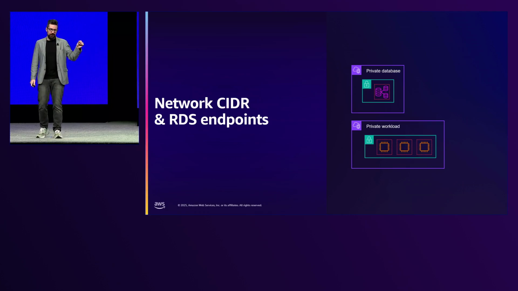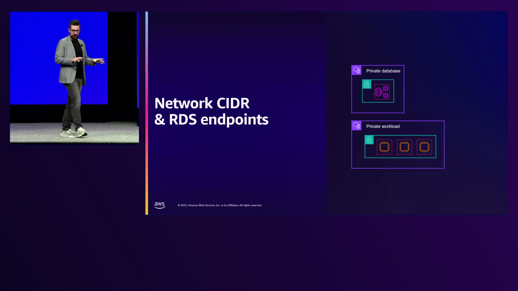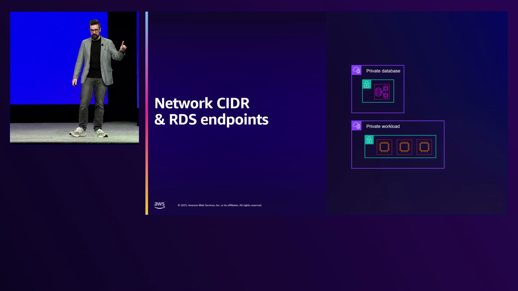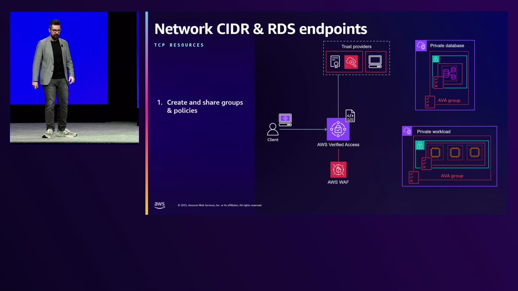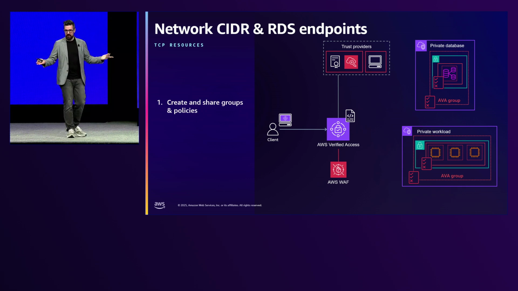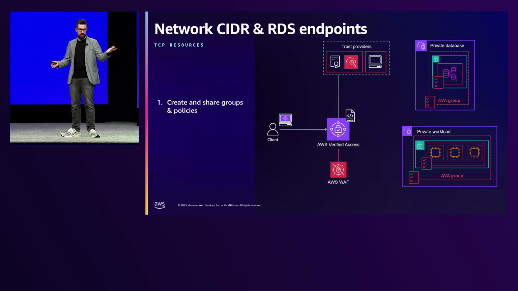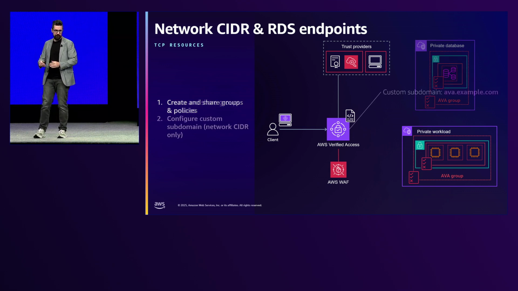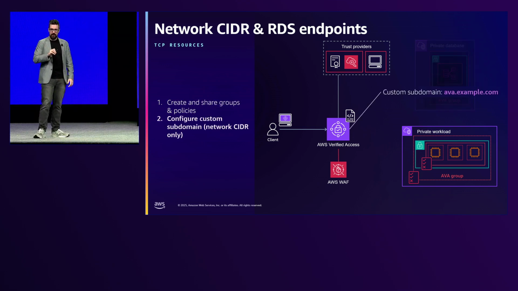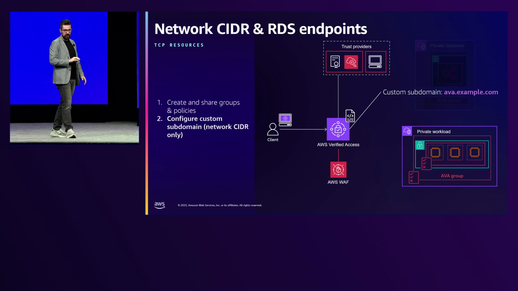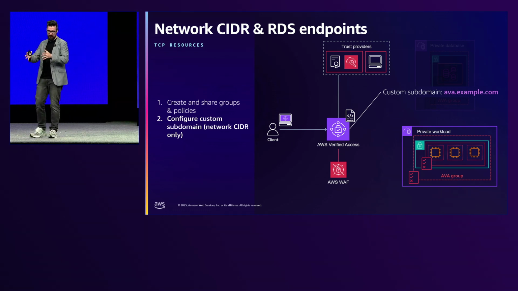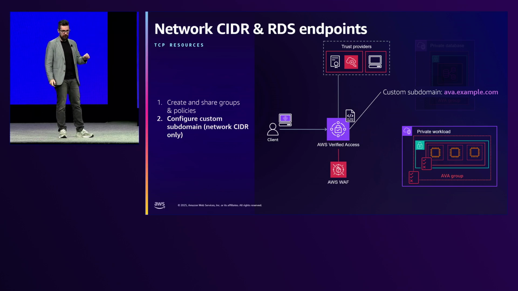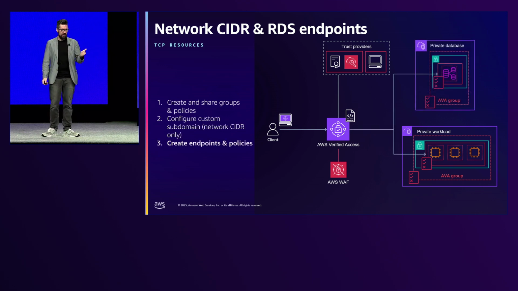Now, let's talk about network CIDR and RDS endpoints, too. I've deliberately saved these for last for two reasons. One, they're TCP resources, but two, they have a lot of similarities in setup, so that's why we're just kind of talking about them together. So the first step, similar to any other resource, we create our groups and policies. We can optionally share them out. Now, for a network CIDR, what I would need to do is I can configure a custom subdomain. And when I do that, I'm essentially delegating a subdomain for Ava to manage on my behalf. And I'll show you why that's important in a moment. So here I'm going to use ava.example.com.